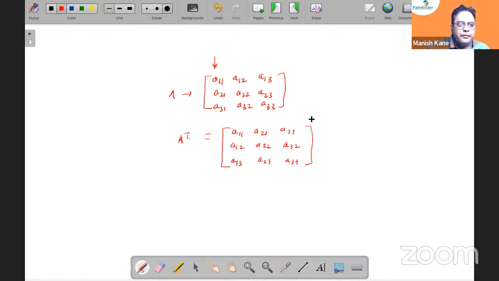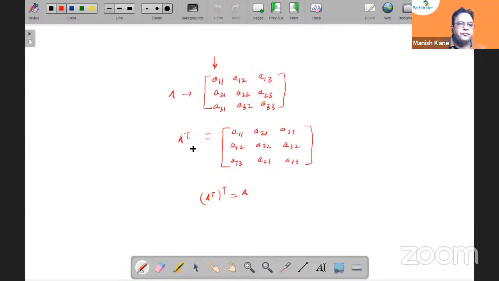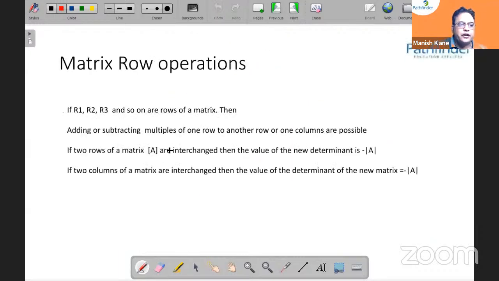Remember, the transpose of A transpose will give me A again, as written here. Similarly, the transpose of A plus B is A transpose plus B transpose, and the transpose of the product AB is B transpose into A transpose. The order here is reversed. Please note down these properties carefully and commit them to memory. There are some interesting questions which we'll solve based on those properties.